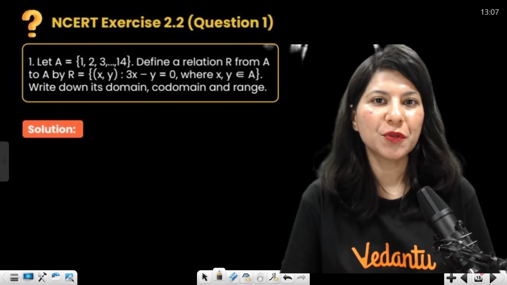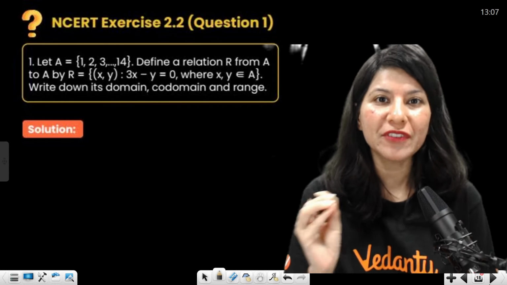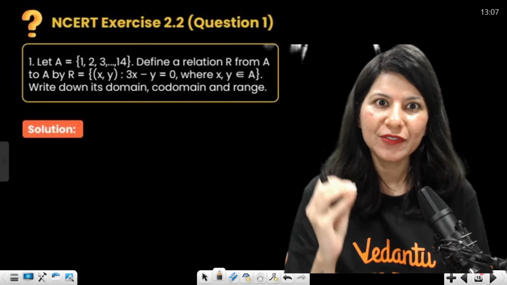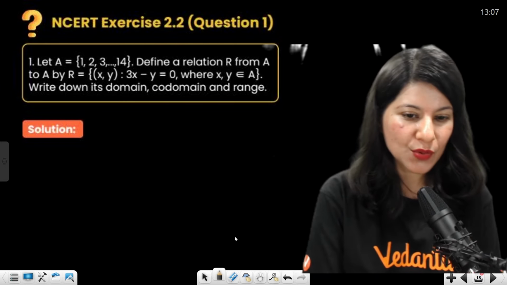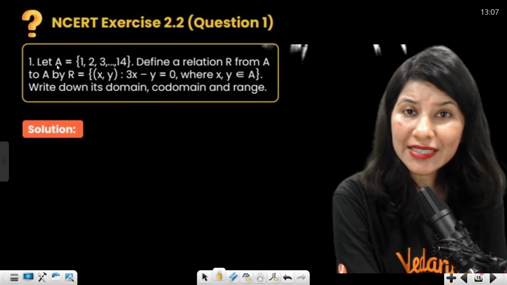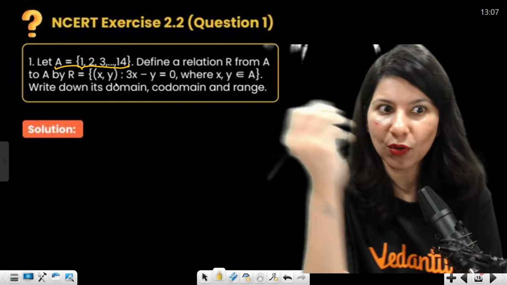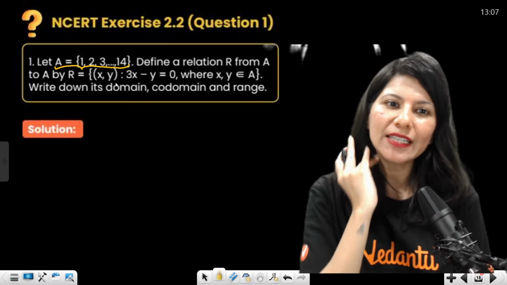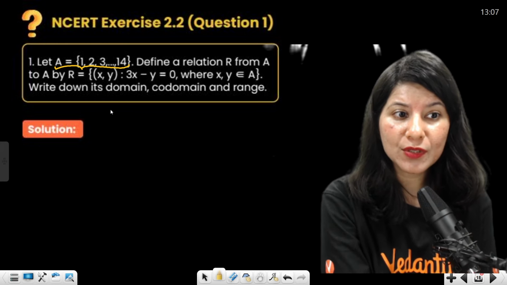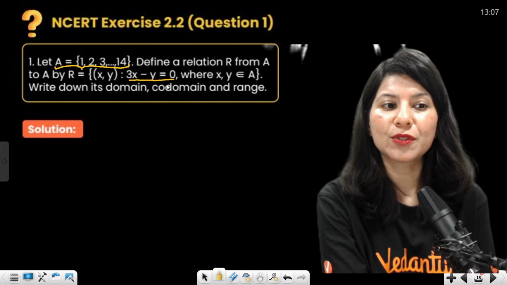All right, so now we are here to discuss all the solutions of NCERT exercise 2.2. Relations and functions, right? So we'll start with question number 1. So in front of you, you can see the question number 1. So question number 1 says that A is equal to 1, 2, 3, 4 and all the way up to 14. Define a relation R from A to A by R is equal to (x, y) such that 3x minus y is equal to 0.